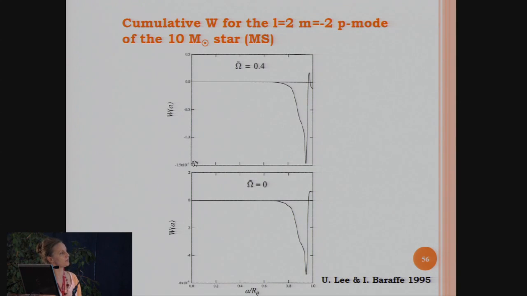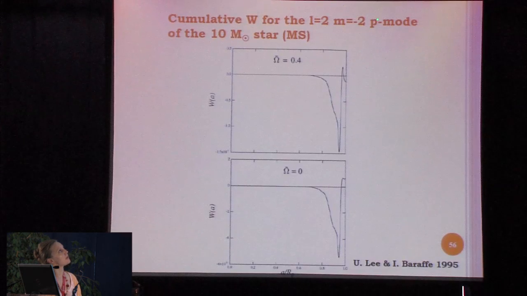And this is an example from this paper. This is a cumulative work integral for a sectoral l equal 2 p mode, and this is the ratio of the angular rotational frequency to the dynamical frequency. So if we have zero rotation, the mode is unstable. If we include rotation, the mode is stable.